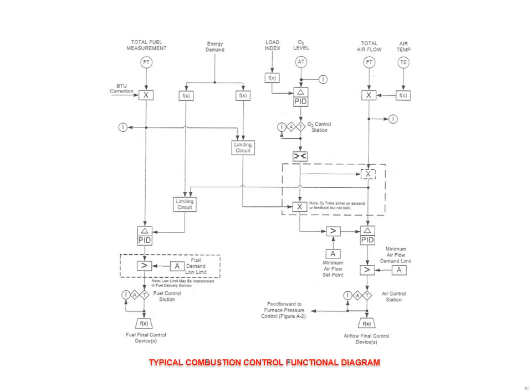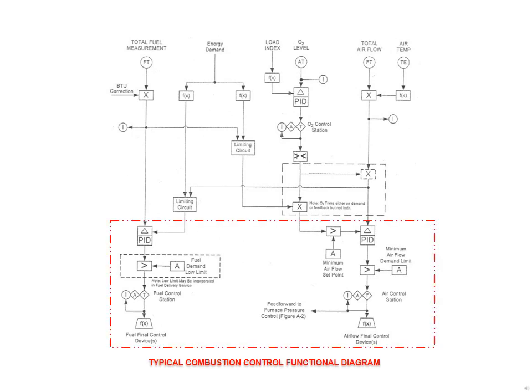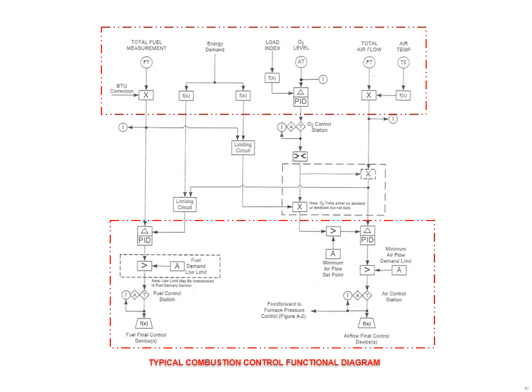The common strategies can be divided into two major categories: positioning system and metering system. In positioning system, fuel and air control devices are simultaneously positioned based on energy demand. Each position of fuel control device assumes a corresponding position for the airflow control device. A control station is normally available for the operator to trim the fuel and air ratio.